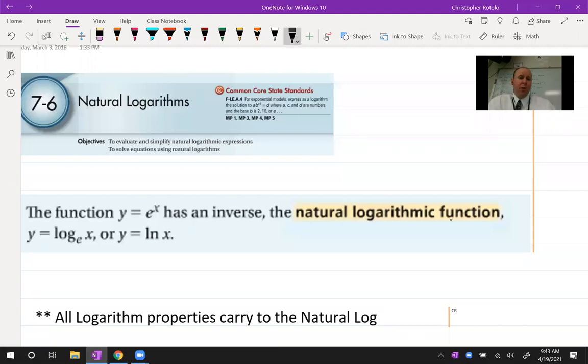Hey there, Algebra 2. We have natural logs to wrap up the chapter. And you're thinking, oh my gosh, another thing. All right, so this has one little detail.